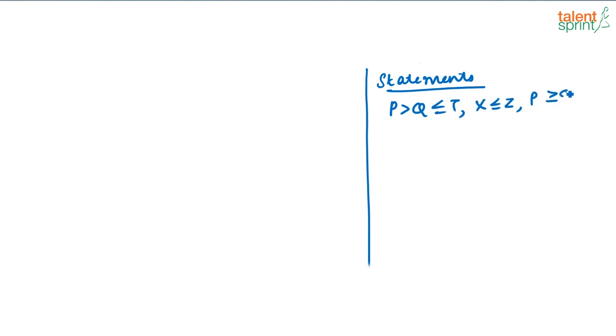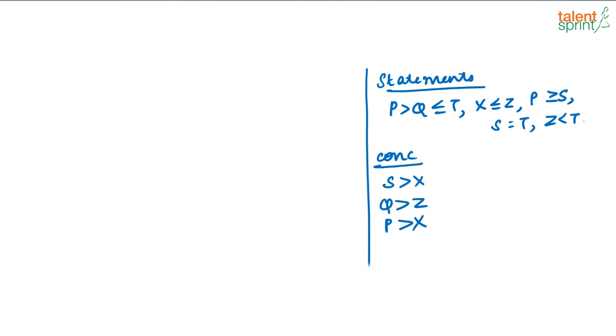Now, the 7th question was on coded inequalities. I'll just share my screen and write down the question and then I'll solve it so that you understand it better. This is the question. The statements given were P greater than Q less than or equal to T, X less than or equal to Z, P greater than or equal to S, S is equal to T and Z is less than T. And the conclusions given were S greater than X, Q greater than Z and P greater than X.